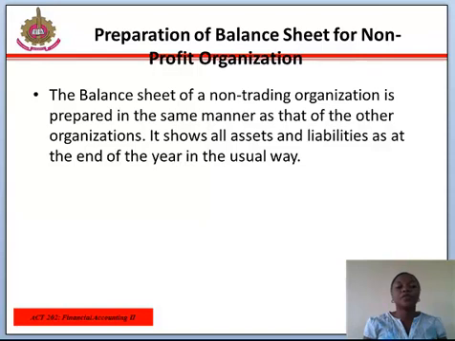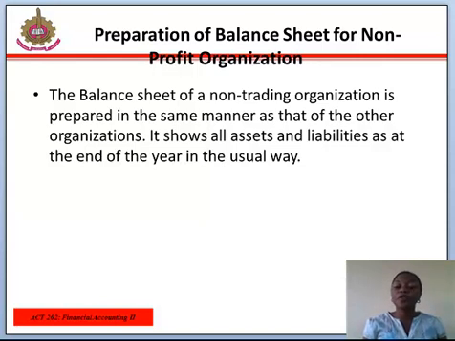Preparation of balance sheet for non-profit organization. The balance sheet of a non-trading organization is prepared in the same manner as that of other organizations. It shows all assets and liabilities as at the end of the year in the usual way. However, the excess of assets over liabilities in their case is termed capital fund or general fund, and not capital as in the case of a trading organization.